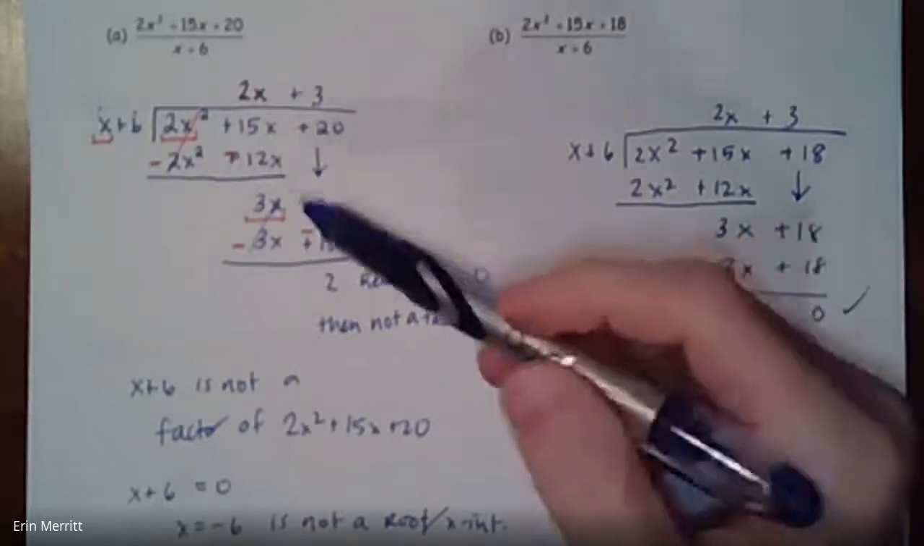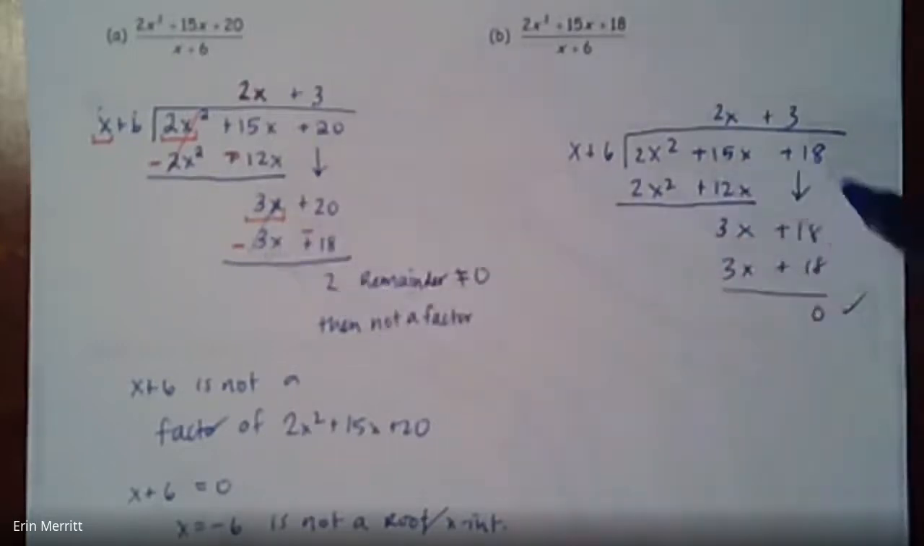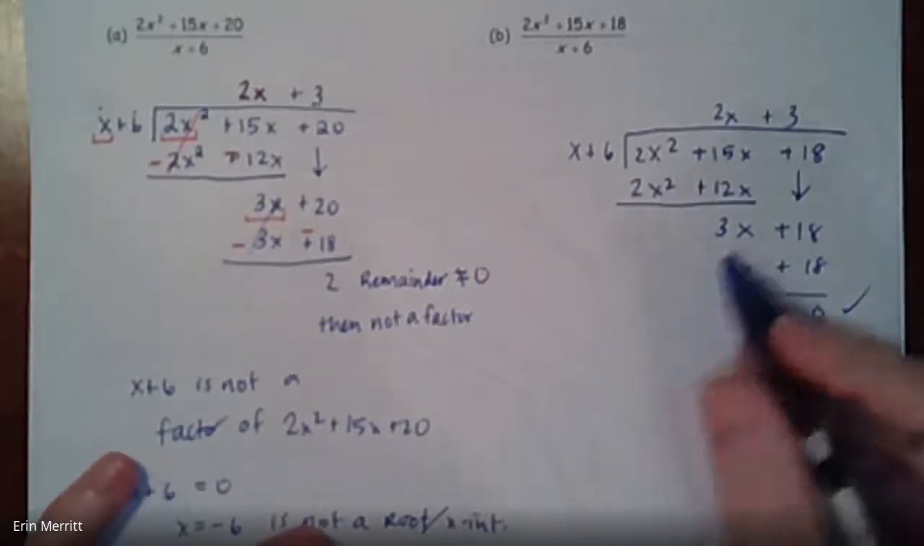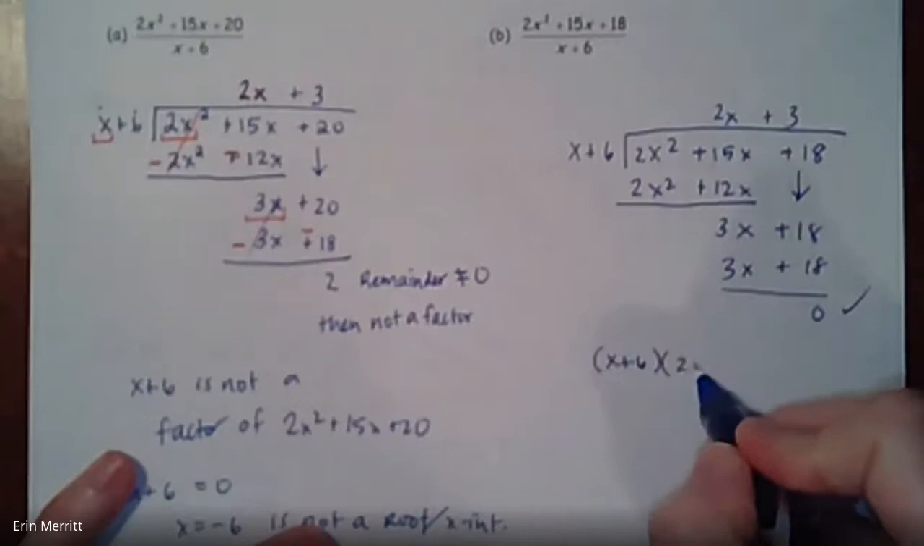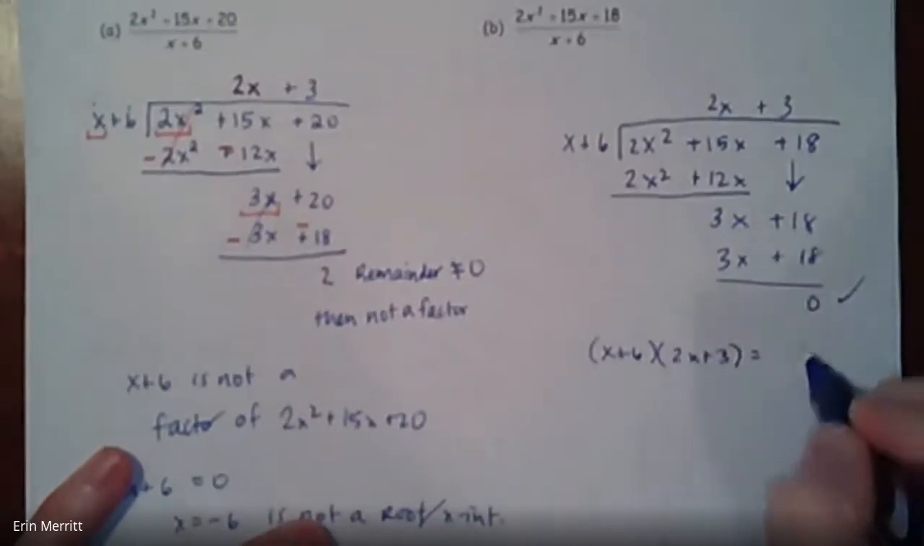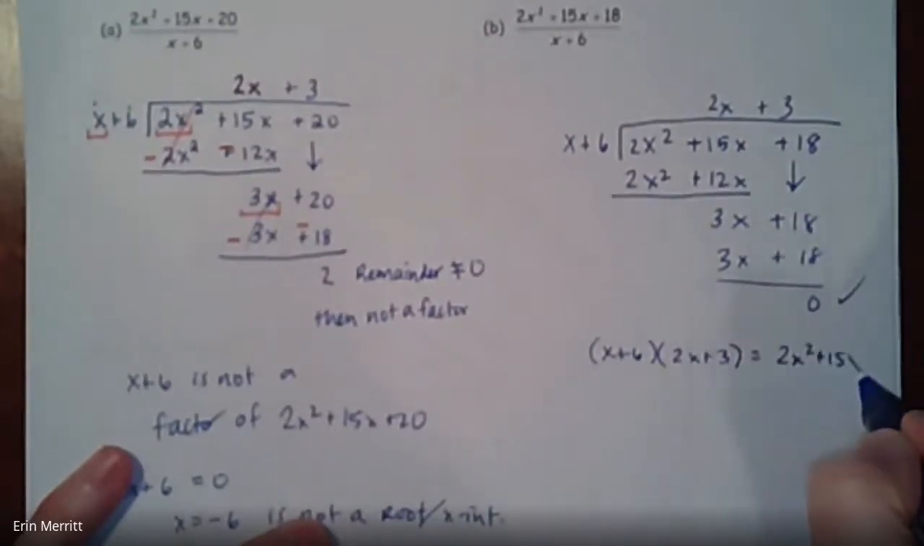Right? I think using the red pen helps. If you can go through it without, feel free. But I definitely think for the first few that it's super helpful. All right. So what that means in this case is that that is a factor, and that x plus 6 times 2x plus 3 is what 2x squared plus 15x plus 18 should factor down into.